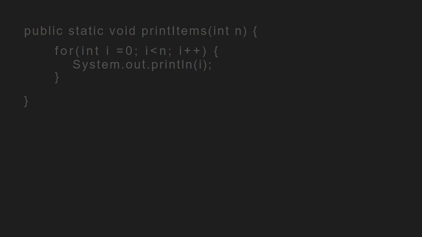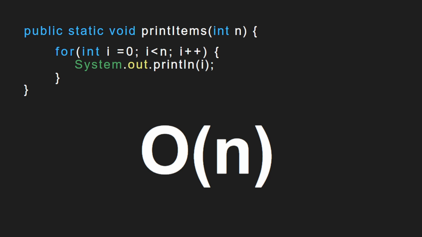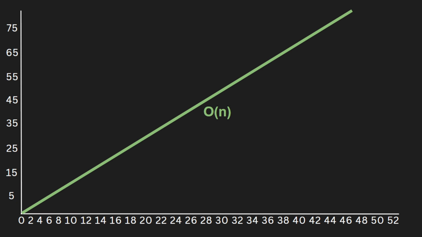So this code here is O of n, and the reason that it is O of n is we had a number n. In this case it was 10, and then we did 10 operations in our for loop.